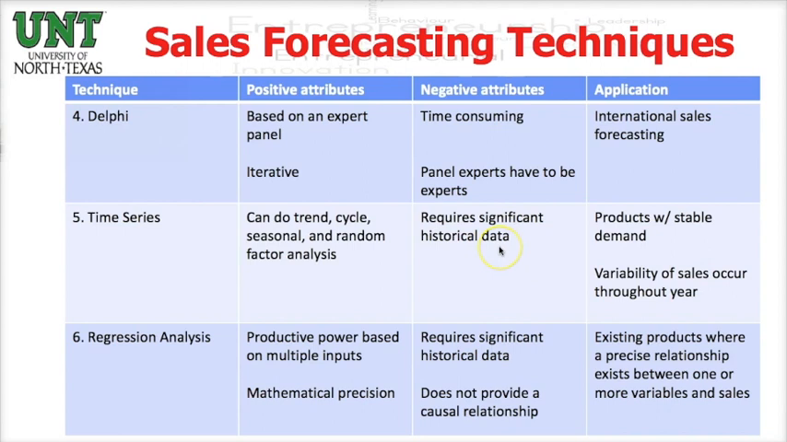It requires significant historical data. And when you want to use it is when you've got products that have stable demand. Demand's not really going to change much year to year. And also variability of sales is going to occur throughout the year. That means that every September, sales look a certain way, and every December, sales look a different way. So this variability occurs throughout the year, but comparing year to year, it's pretty stable.